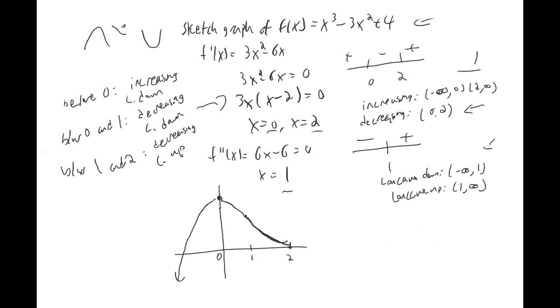So what about after 2? After 2, it's increasing and concave up. So it's the other side of the happy face. Everyone good with this?